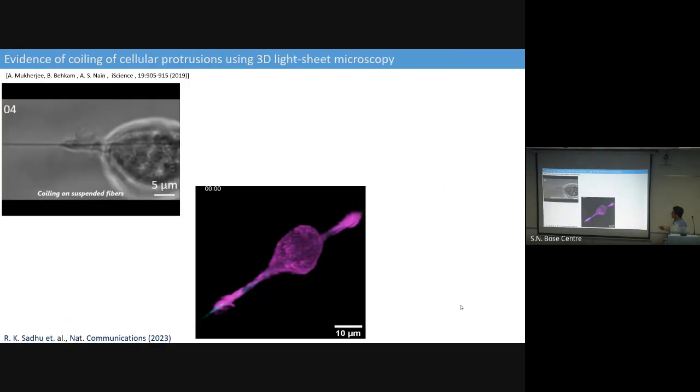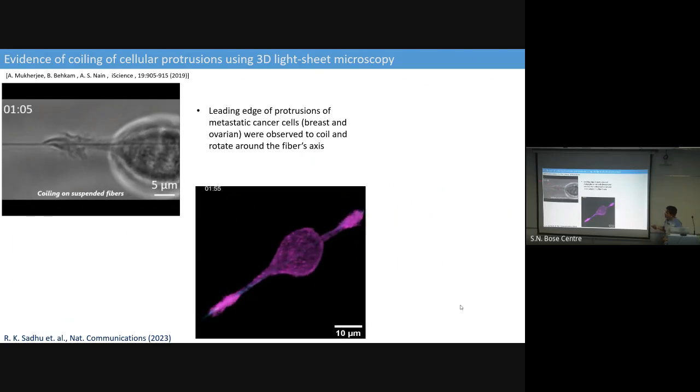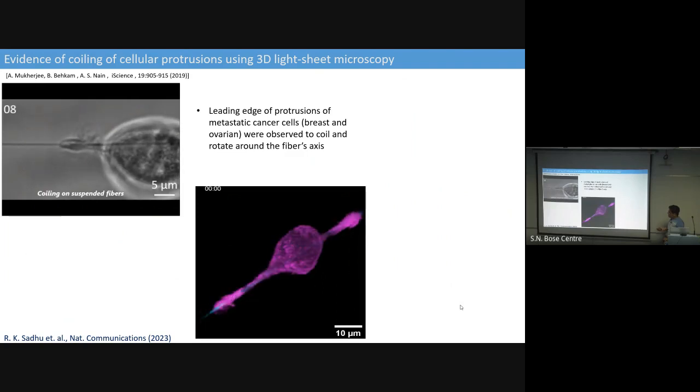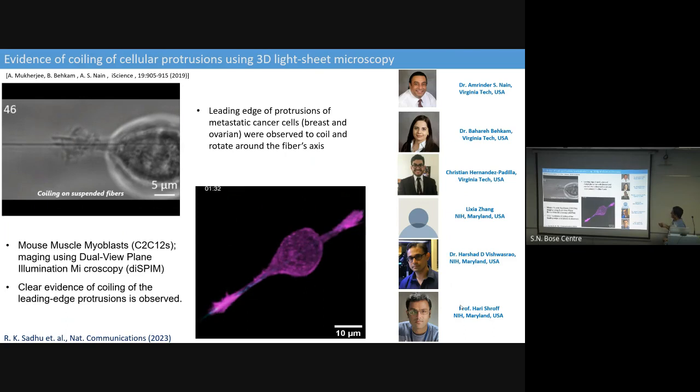Now coming to the experiment that I already showed. These experiments were done previously, but the images here are bright field imaging. They are not that promising, but these people repeated the same experiment with 3D light sheet imaging. It is much more promising, much more evident that these leading edges are indeed coiling and not just fluctuating on one side. So these experiments are done by these people.